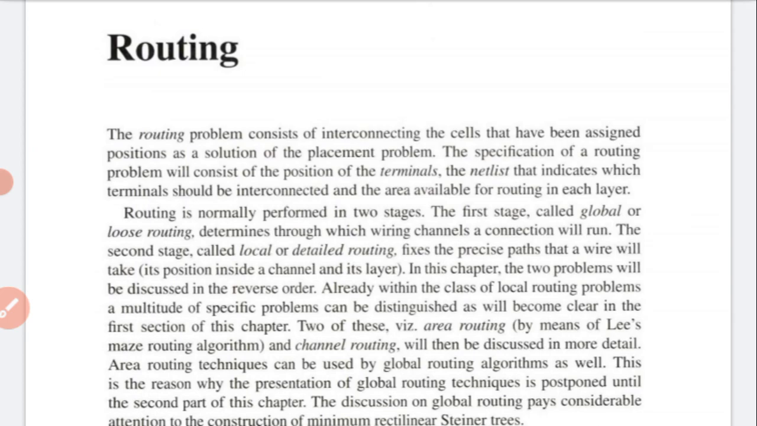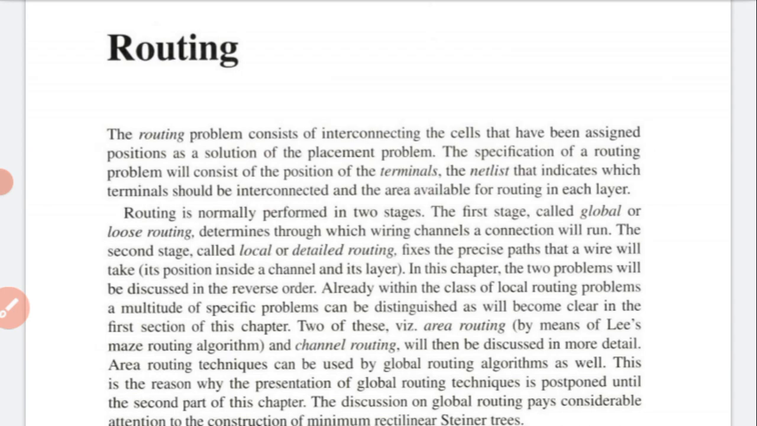As a solution of the placement problem, we know in the placement we are just placing these cells, these blocks inside a cell. After the placement, we are planning where we have to allocate them, that is floor planning. Then we have routing, that is, we have to connect the cells or blocks that have been assigned positions as a solution of the placement problem. So it consists of interconnecting the cells that have been assigned positions.